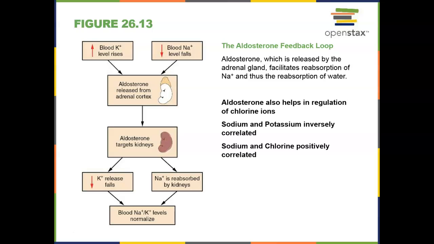If we need less sodium, then we're going to decrease the amount of aldosterone, which will allow us to keep more potassium in our system. So they are kind of inversely regulated.